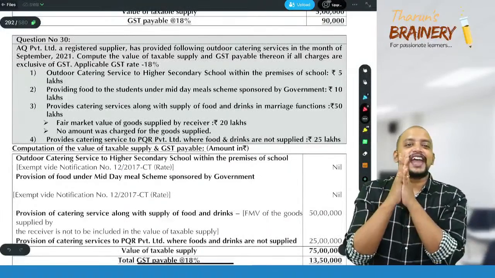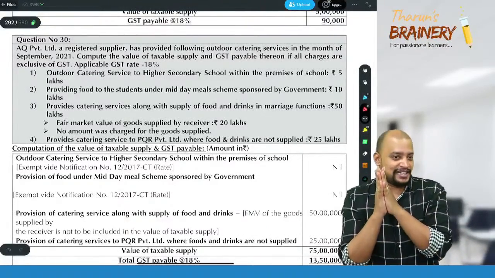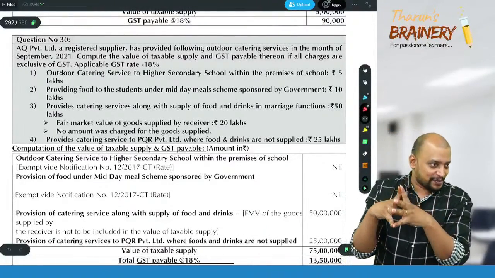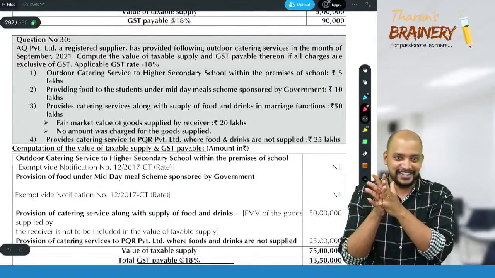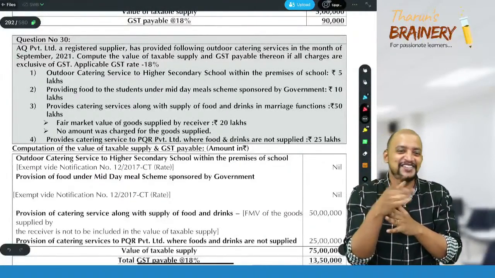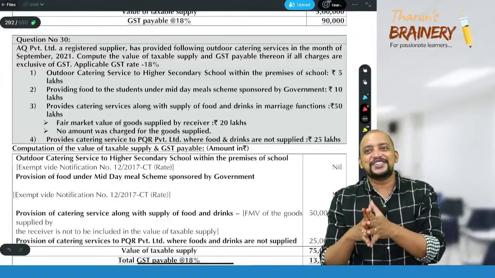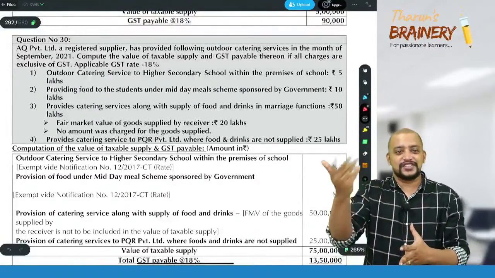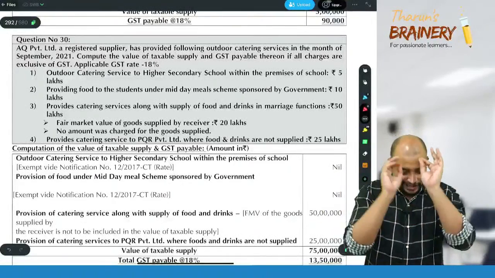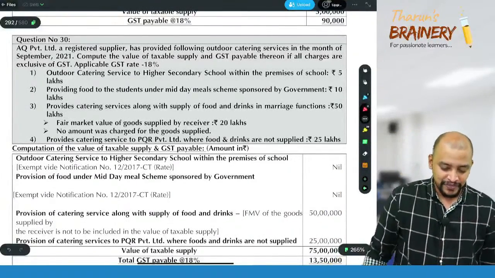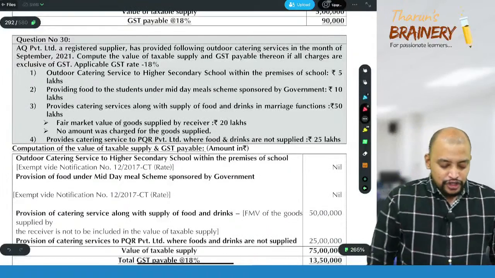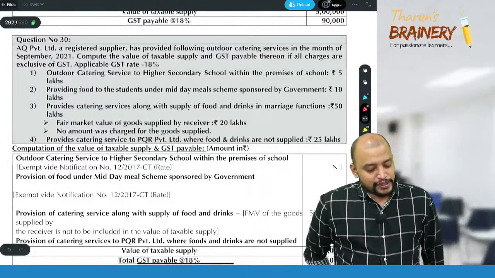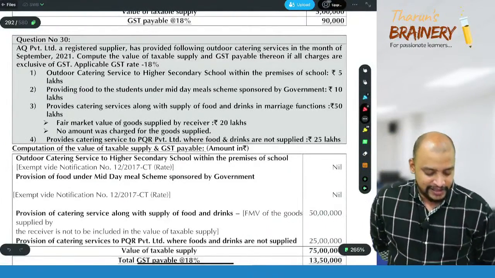Okay. So catering, wherever it is provided, inside or outside the premises of a school, it is exempted. You will not forget, na? I will also not forget, I will remember you. Actually, I said that it is taxable, but for the exam, you write it as exempt even if it is outside also. Providing food to students under midday meal scheme sponsored by government, exempted.